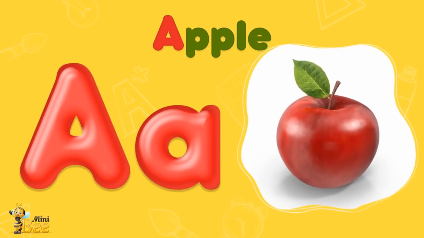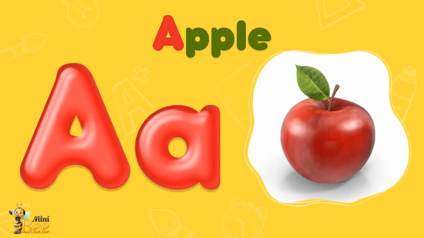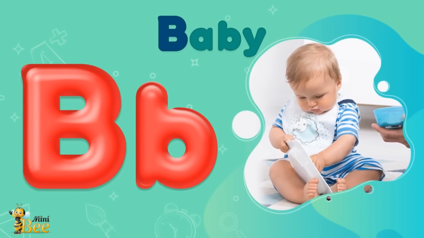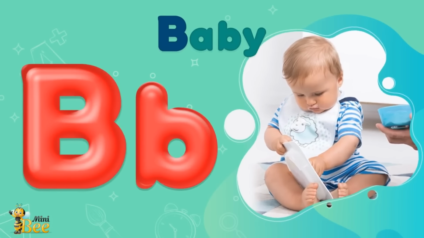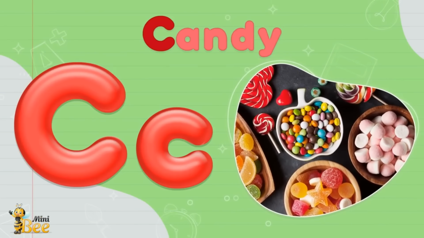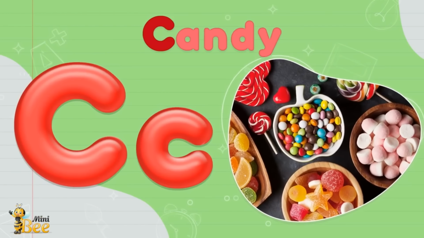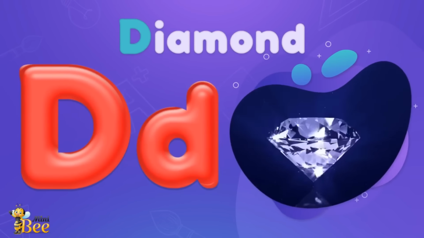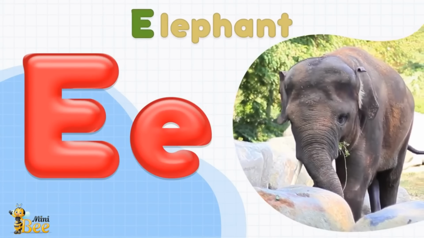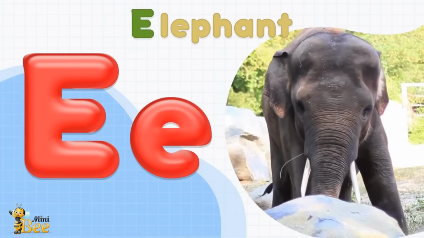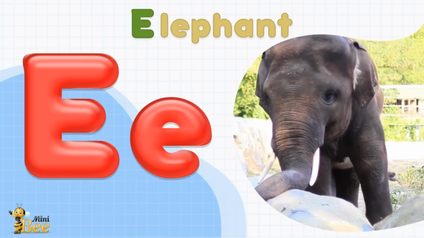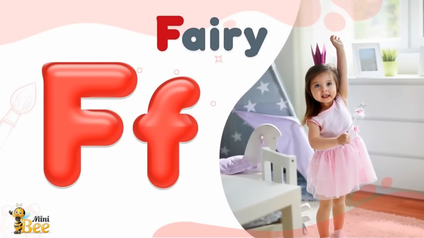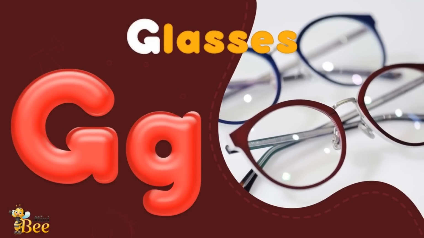For apple, apple. B is for baby, baby. C is for candy, candy. D is for diamond. For elephant, elephant. F is for fairy, fairy. G is for glasses, glasses. H is for hand.